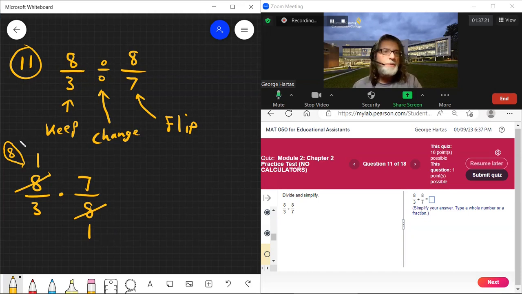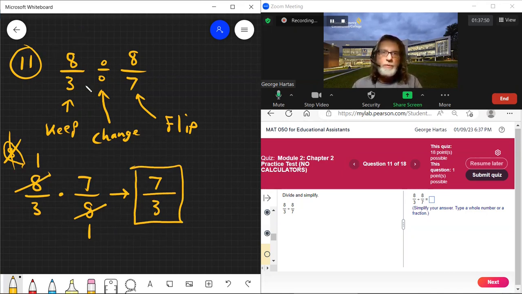Cross out the thought bubble so we don't get confused. And then look and see, can anything else reduce? Does not look like it, does it? So now let's multiply what's left over. 1 times 7, 7. 3 times 1 is 3. And there it is. The answer is 7/3.